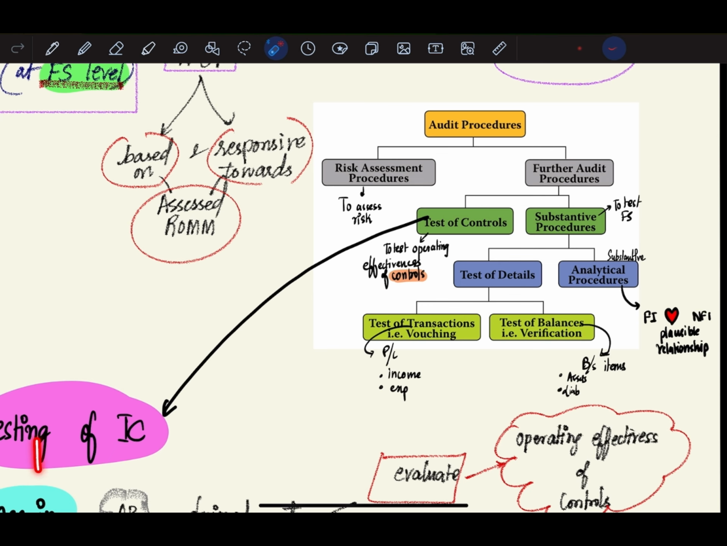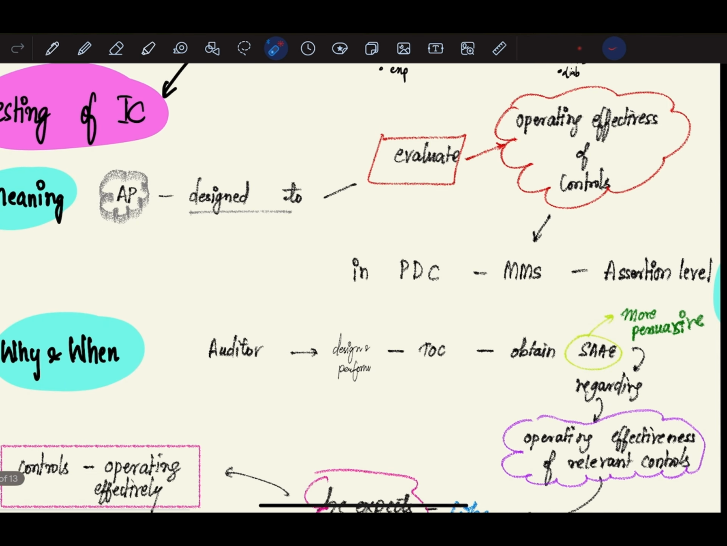Test of control means we are testing our internal control. What is the meaning of testing of internal control? These are audit procedures designed to evaluate the operating effectiveness of controls in preventing, detecting and correcting material misstatement at the assertion level. So how effectively are the controls preventing, detecting and correcting material misstatements at the assertion level? This is the meaning of test of controls.